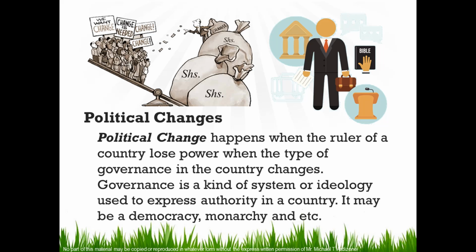What is political change? When there is a significant disruption in a government that leads to new or modified leadership or policies, we call this political change. It happens when the ruler of a country loses power or when the type of governance in the country changes. Governance is a kind of system or ideology used to express authority in a country. It may be a democracy, monarchy and the likes.